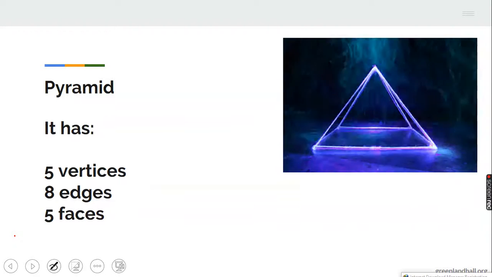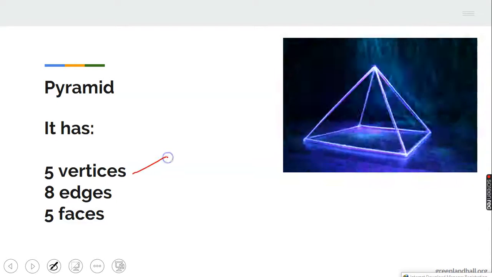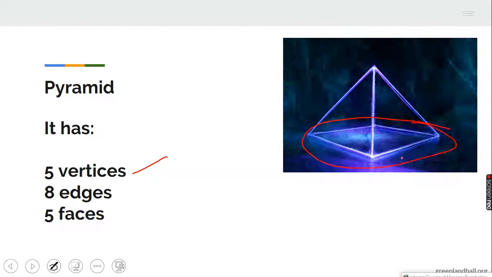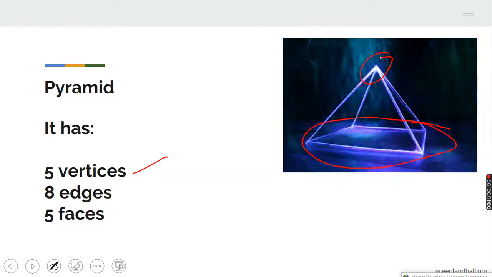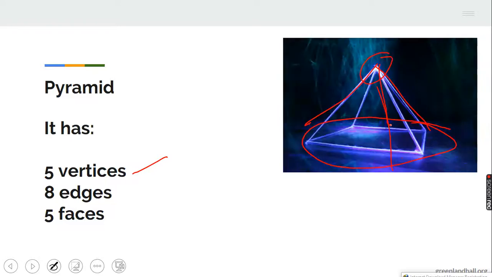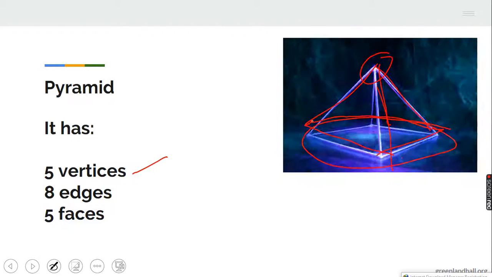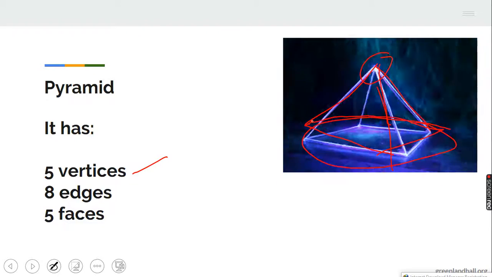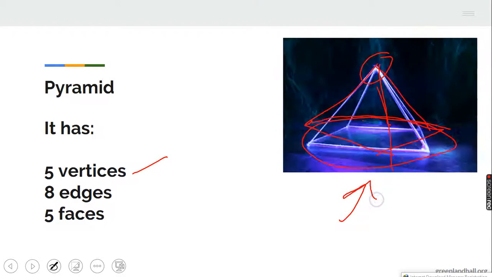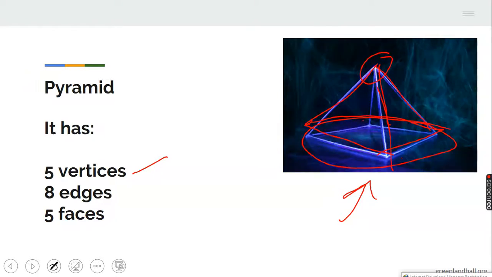Pyramid. Pyramid, as you can see, has 5 vertices. That is 4 on the ground here, then 1 here. That is 4 plus 1, 5. The edges, it has 1, 2, 3, 4, 5, 6, 7, 8 edges and 5 faces. 4 triangular faces all around it. Then under it, the square face or rectangular face, depending on the kind of pyramid it is, 5 faces.